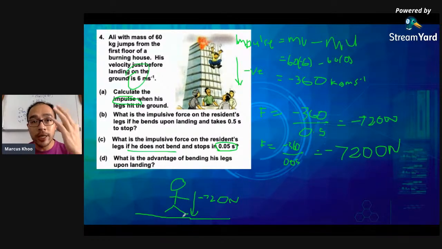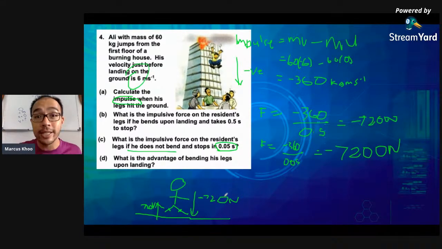Now remember what Newton's third law says: for every action, there is an equal and opposite reaction. So the ground is going to push back at you with 720 newtons upwards. And who is going to feel the force? You are going to feel the force. More specifically, your knees. Your knees will feel the force. So that's why you bend your legs, people, so that the force is less.